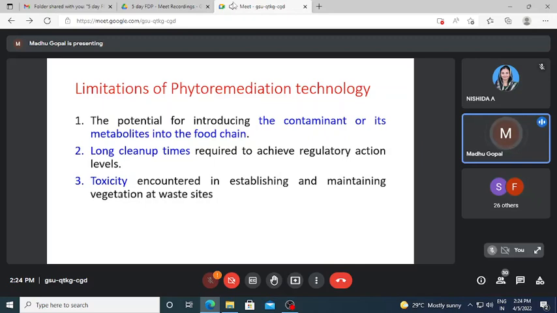Then there is toxicity encountered in establishing and maintaining vegetation at waste sites. That is also there because these organic chemicals as well as heavy metals, many of them are toxic in nature. So the plant should be able to tolerate that toxicity. Only then can we establish and maintain it at the waste site. So we have to select the vegetation very carefully.